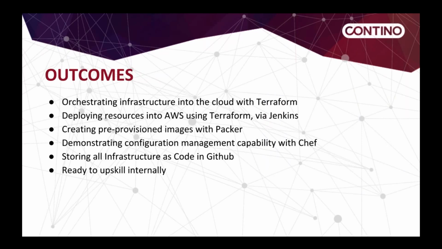So what were the outcomes of that for this UK leading retailer? The teams were orchestrating infrastructure into the cloud with Terraform. And the workflow they selected around Terraform was that they ran it from Jenkins, so everything was run from one place and they avoided conflicts that way. And then they also created pre-provisioned images with Packer, which were then also used by Terraform. So things were pre-baked, ready to go, and ready to be built by Terraform.